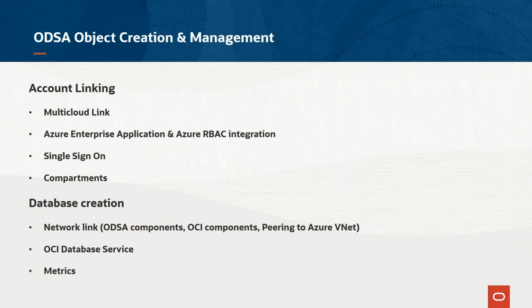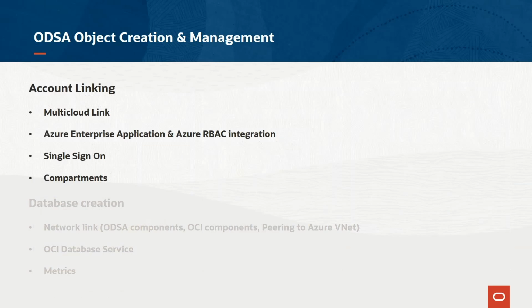So let's go and have a look at some of those things. We're going to have a look at what gets created when you do the account linking, and then what gets created when you create a database. So when it comes to account linking, the thing that gets created first is this Azure Enterprise application, which is specifically for the Oracle Database service. And that also integrates with the roles and privileges and all of that sort of stuff in Azure. It's actually through that enterprise application that you can set your roles and privileges for the users of ODSA. So who gets to create databases, etc.